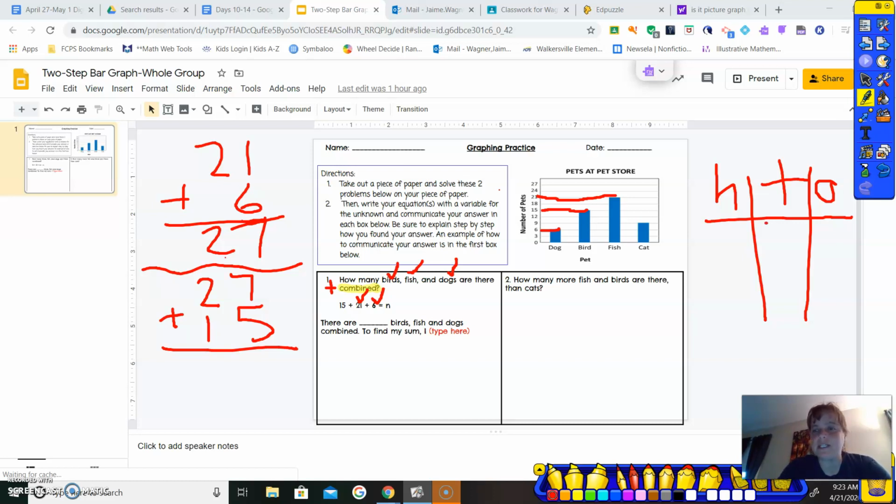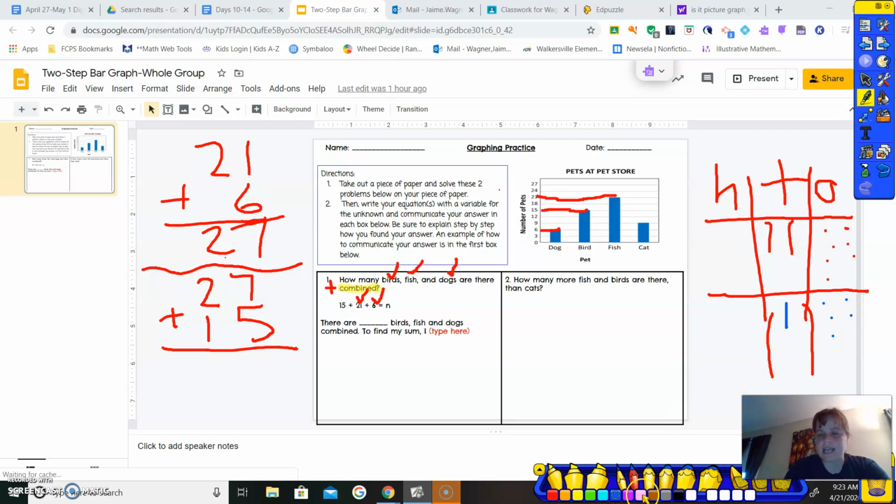So I'm going to start with 27: 10, 20, 21, 22, 23, 24, 25, 26, 27. There's my 27. And I'm going to add to that, so I'm going to draw a little line here to separate my 15 from it, because otherwise I might get a little confused. And I might even change colors here. I'm going to change it to blue. I'm going to add 15. So 10, 11, 12, 13, 14, 15.